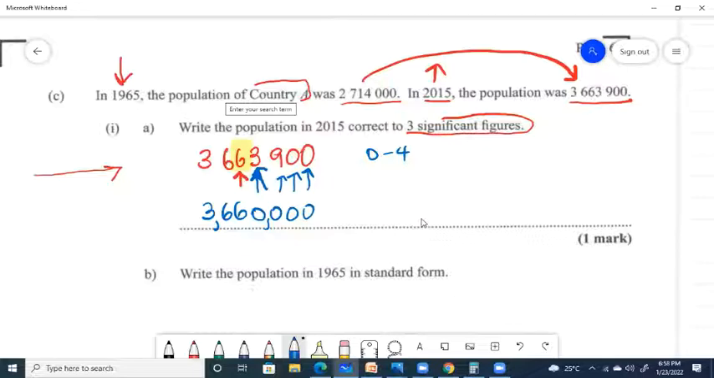Significant figures, I just said it, we count from left to right, the first non-zero. This is the first significant figure. This is the second significant figure. This is the third. This is the fourth. This is the fifth. These are not significant. Zeros at the back are not significant. Zeros at the front are not significant. Zeros that fall between are significant.